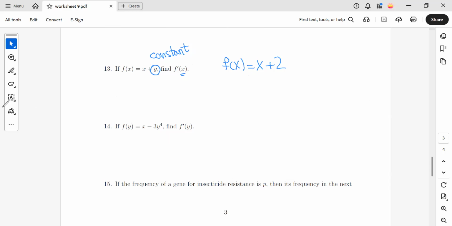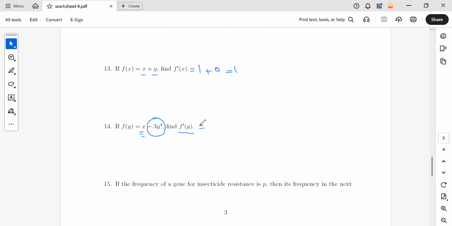Now, let's go back and do it. F prime of x is equal to the derivative of the first one, which is 1, plus the derivative of this one, which is a constant, which is 0. So the derivative of f of x is 1. Same idea here. It says f prime of y. It means that this part has a variable, but the other part does not have any variable. It means that it is constant.